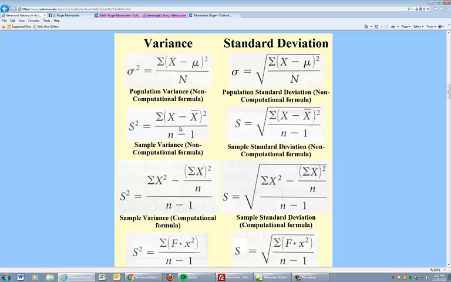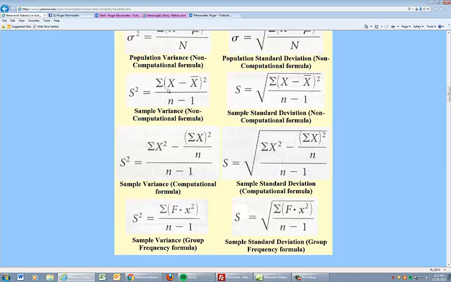The rest of these formulas we'll be using for our homework and our exams. These are two different versions of sample variance and standard deviation. It turns out you can use either one and they'll get you the same answer. Remember, this is s squared, which is variance, and s is standard deviation. So the only difference between these two is the square root. These two are for raw data, and these two right here are for group frequency data.